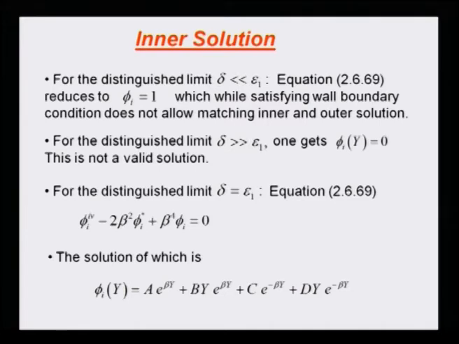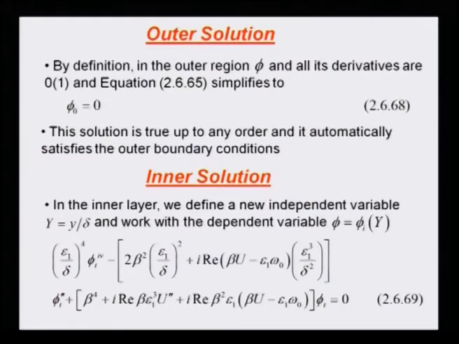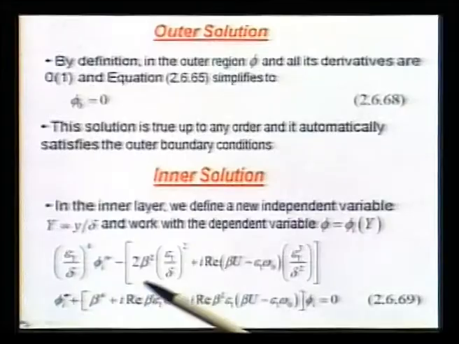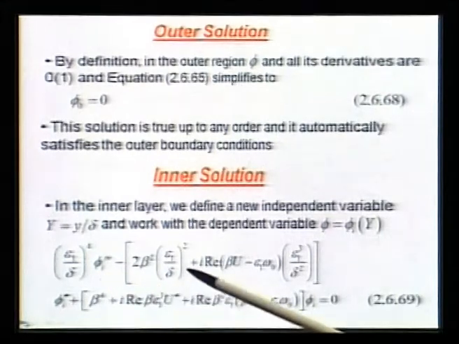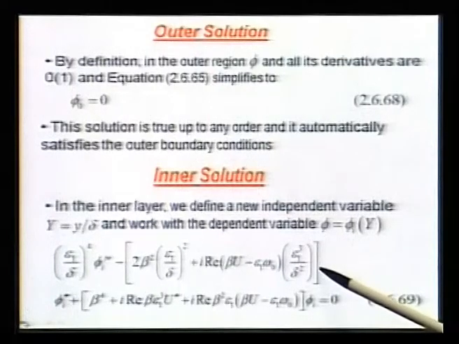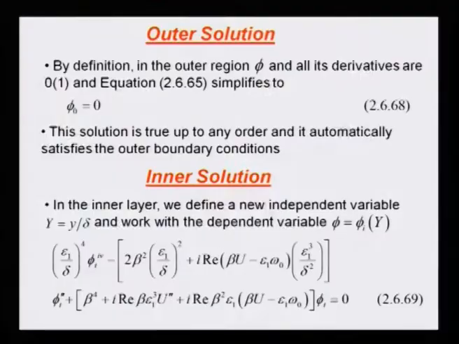Now, if you now again take a look at the governing equation, you see that there are other possible pairings. For example, we could have epsilon 1 equal to delta. Then what happens? This is order 1 quantity. This part is order 1 quantity. What about this part? This will go to 0, because I can write it as epsilon 1 square by delta square, that is order 1 times epsilon 1. So epsilon 1 going to 0, so that will not survive.